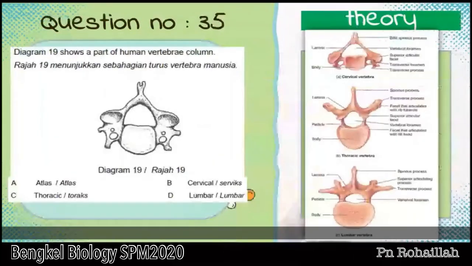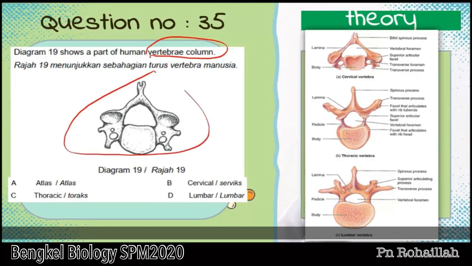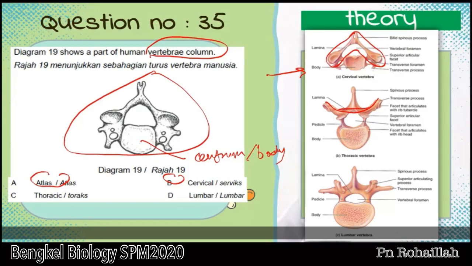35. This one, vertebral column. So this is what part? Okay, look here. Boleh tak you kata atlas? No, because atlas has no centrum. So this is a centrum, the body. So this is the vertebral column for cervical. Macam mana you tahu? Tengok sebelah sini. Dia ada shape macam triangle. Ni ada wing. Ni pun ada wing juga.